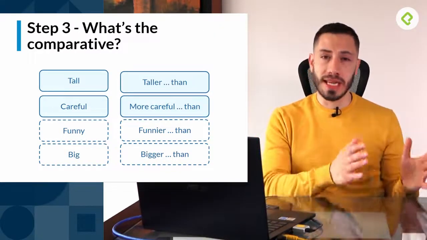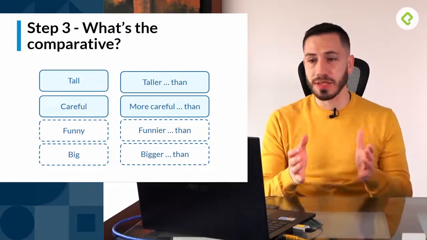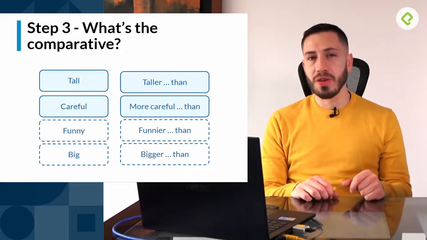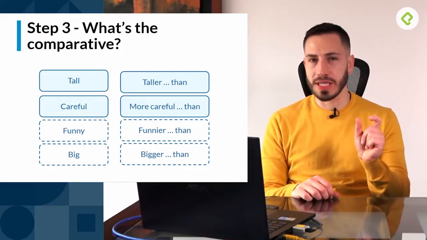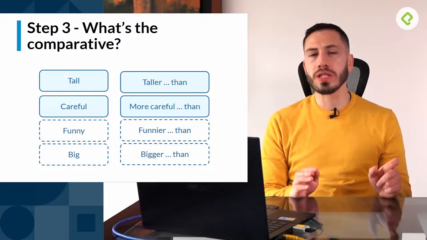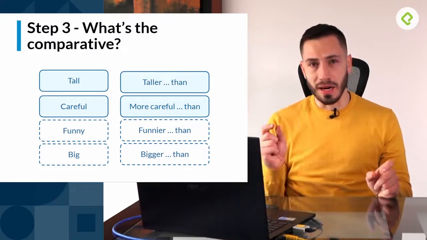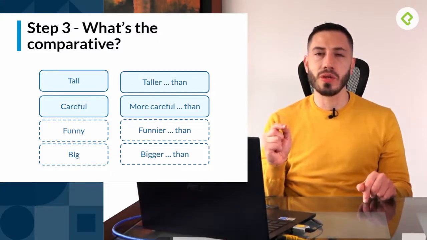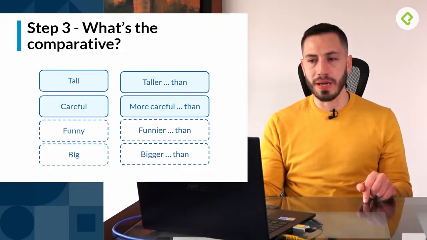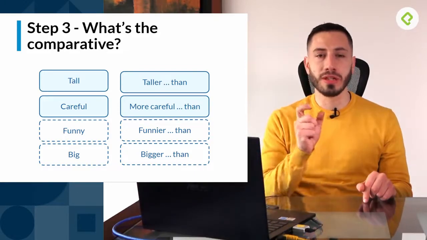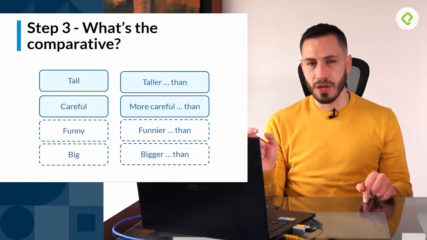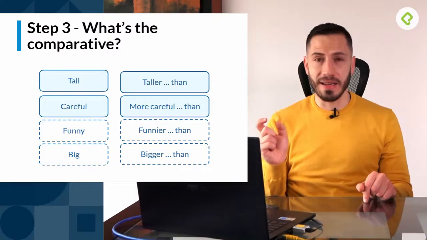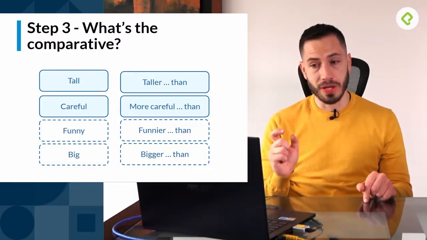Now that we selected the adjective and we counted the syllables, we need to learn a very simple rule. If your adjective has 1 syllable, for example, tall, all you need to do is add ER, the letters ER at the end, and you are going to use the word than to compare. In this case, it would be taller than. Remember, it's not that. That is a common mistake. It's than. Taller than. Very good.